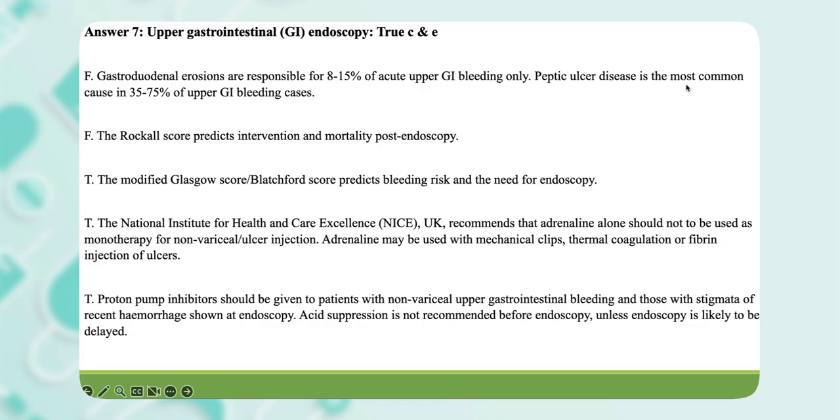Now, proton pump inhibitors should be given to patients with non-variceal upper gastrointestinal bleeding who show stigmata of recent hemorrhage at endoscopy. Acid suppression is not recommended before endoscopy unless endoscopy is likely to be delayed. So what actually the proton pump inhibitor does, it reduces the rebleeding by reducing the erosion.